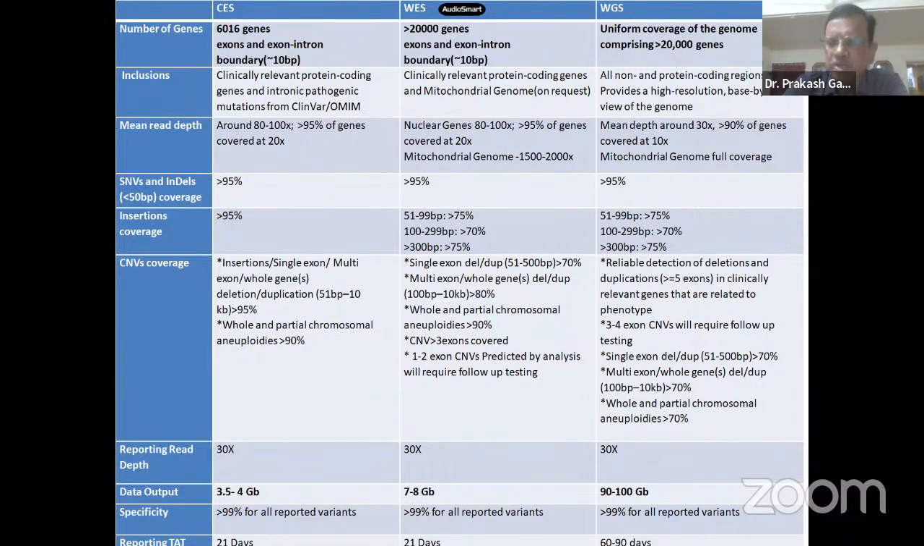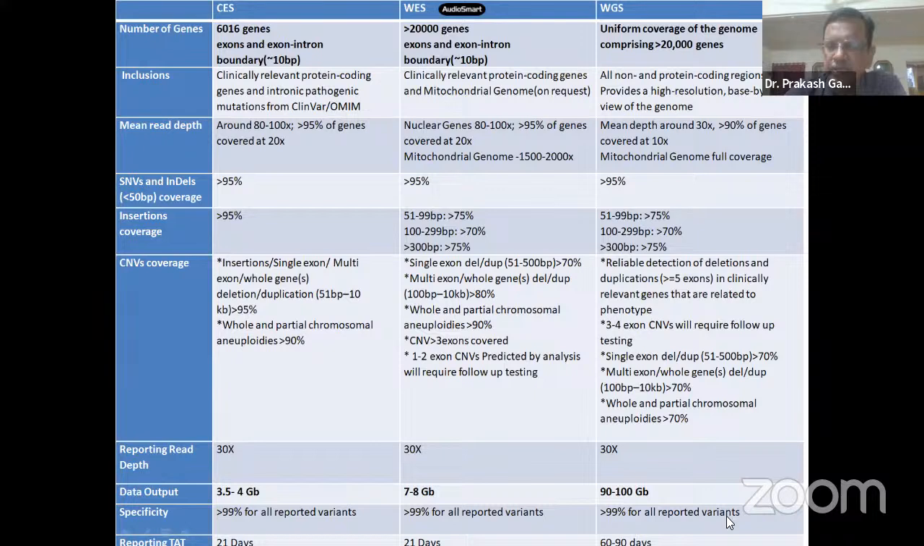And the whole genome sequencing. So whole genome sequencing is where you sequence everything that is available to you, the whole genome. Now, this is a very extensive exercise. You can also see the amount of data that is being analyzed. In case of whole genome sequencing, almost our whole hard disk is getting filled. So that much amount of data is there.